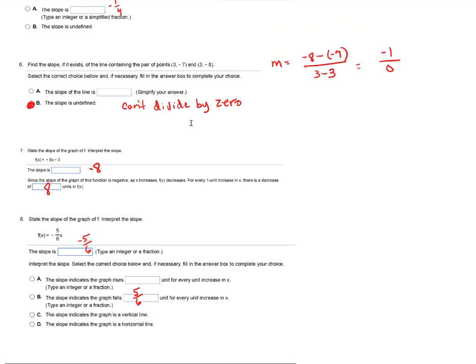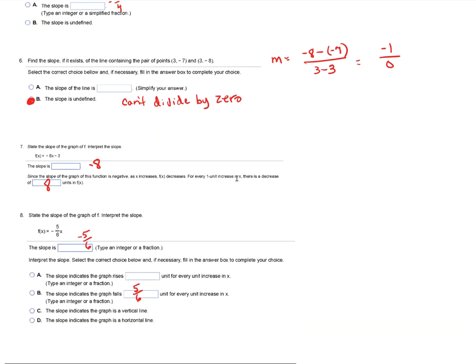Number 6. Okay, we've got negative 8 minus a negative 7 over 3 minus 3. That gives us negative 1 over 0, and remember what we said, if you get 0 on the bottom, it is undefined. You can't divide by 0. So slope is undefined would be your answer.